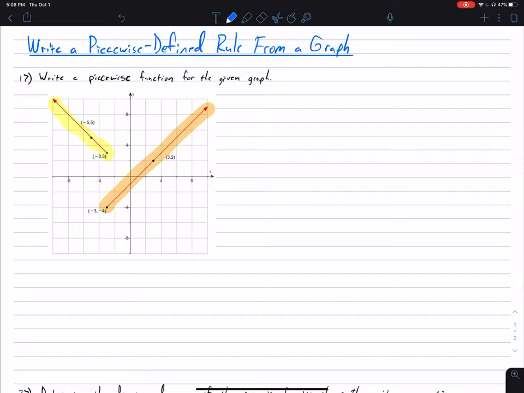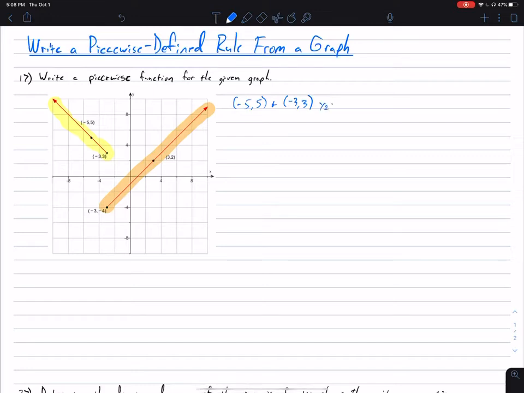What we want to do is come up with a function for each one of these terms, or each one of these pieces. To do that, we need to figure out what the equation of that line is. Looking at this one on the left, we have negative 5, 5 as a point, and negative 3, 3. I'm going to use those to find the slope of that line.